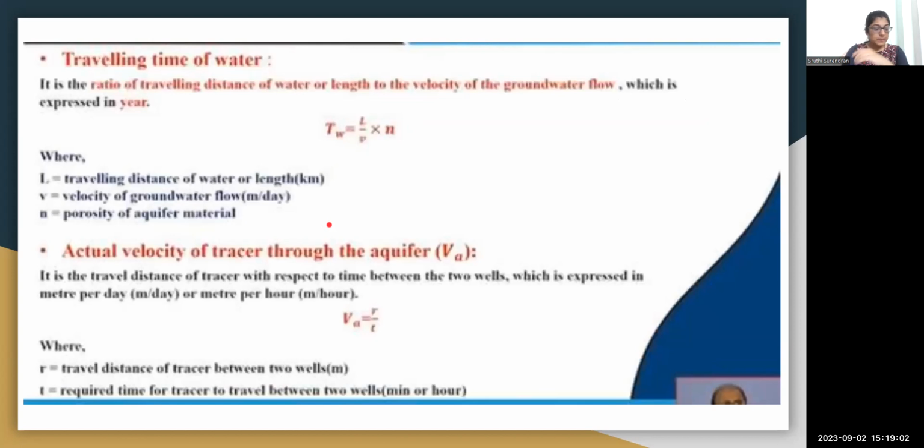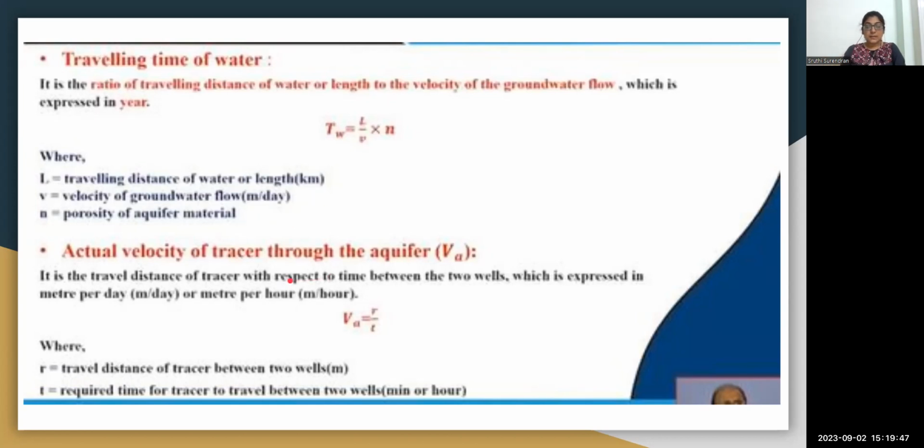So there are two terms that we can take away from this question. One is the actual velocity of tracer, and the other is the traveling time of water. So traveling time of water is given by the length through which the water travels when it comes to groundwater flow, divided by the velocity of groundwater flow into the porosity. When it comes to groundwater flow, the traveling time of water is the distance traveled by the groundwater divided by the velocity of the water into the porosity.